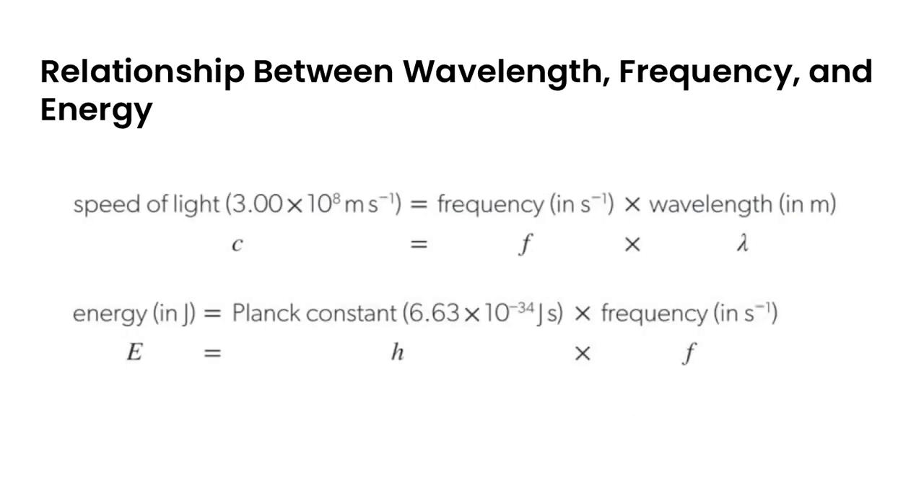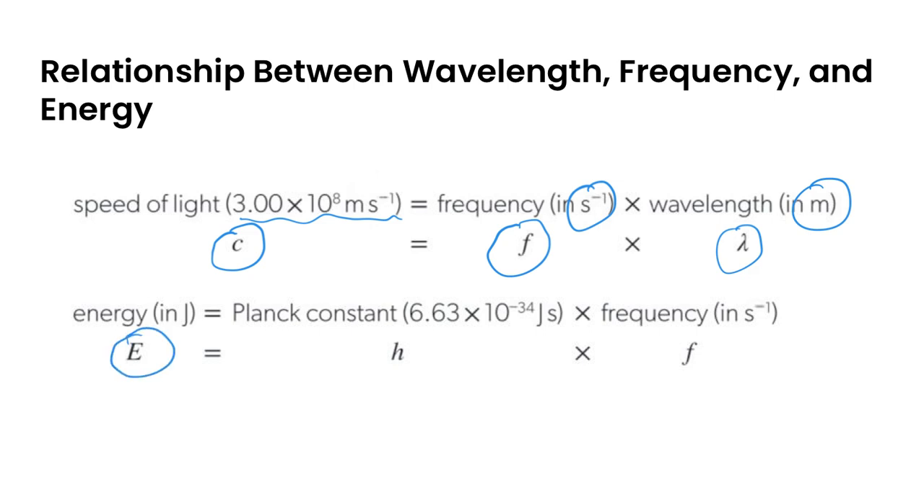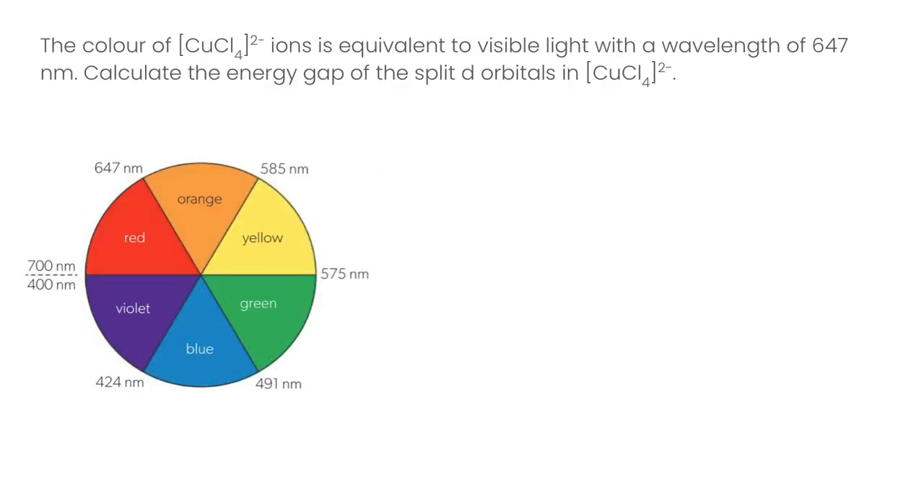So we've got two relationships here. The first is relating the speed of light, which is 3 times 10 to the 8 meters per second, is equal to the frequency in seconds to the negative 1 times wavelength in meters. The second one is our energy in joules is related to Planck's constant, which is 6.63 times 10 to the negative 34 joules times seconds, and then frequency in seconds to the negative 1. So how do we use these equations to solve problems related to complex ions?